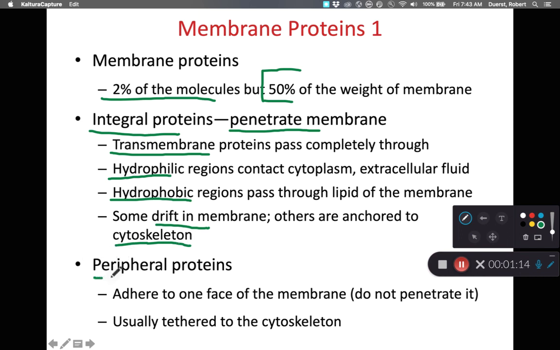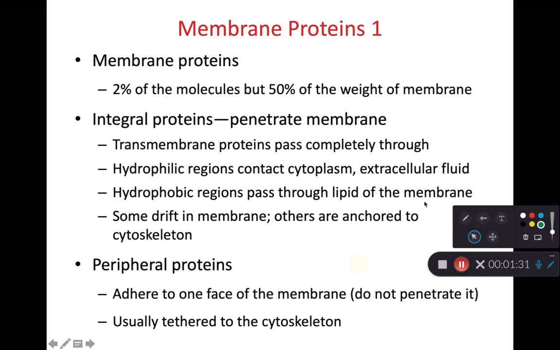We also have peripheral proteins within our plasma membrane. These peripheral proteins are going to be either extracellular or intracellular, one or the other. They don't go all the way across the membrane. And these are typically going to be tethered to the cytoskeleton and help anchor it in place.